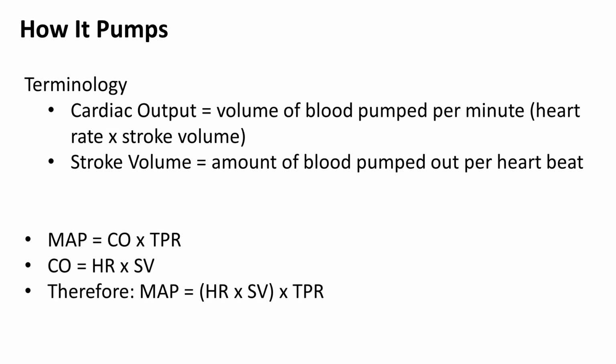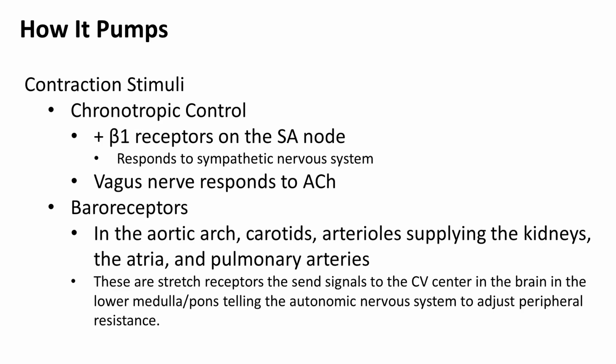Cardiac output is the volume of blood that's pumped per minute, which includes heart rate and stroke volume. Stroke volume is the amount of blood that's pumped out in each heartbeat. So if you take cardiac output, meaning the heart rate times the stroke volume, you can substitute that into your MAP formula and get heart rate times stroke volume times the total peripheral resistance is equal to your mean arterial pressure. Another important vocab set is your contraction stimuli and how the heart gets its signals in order to contract.